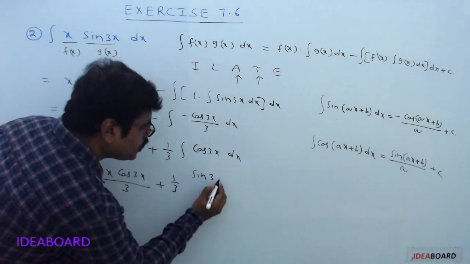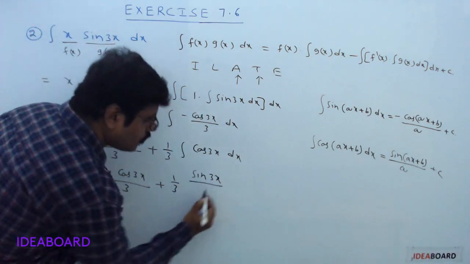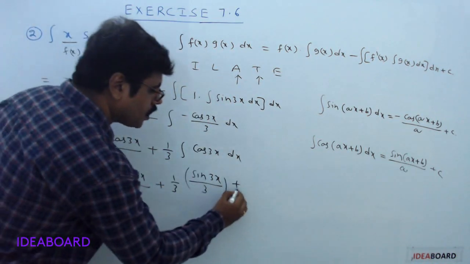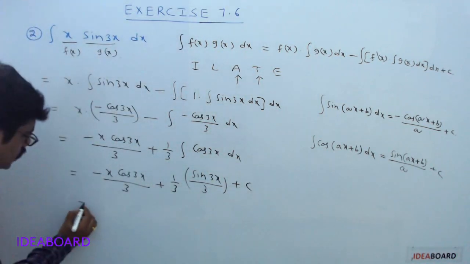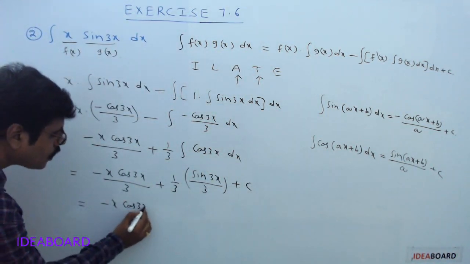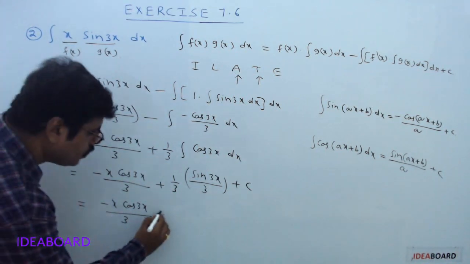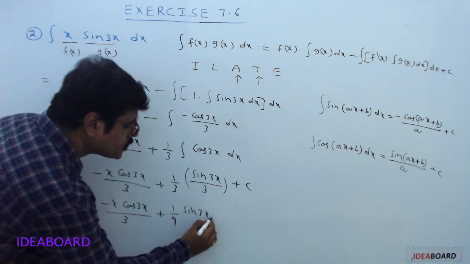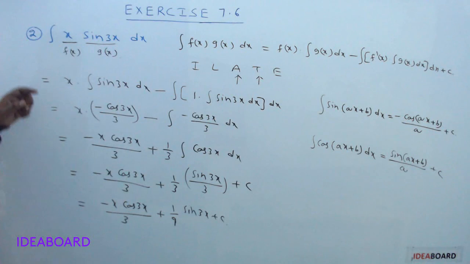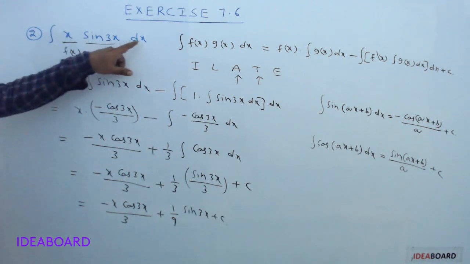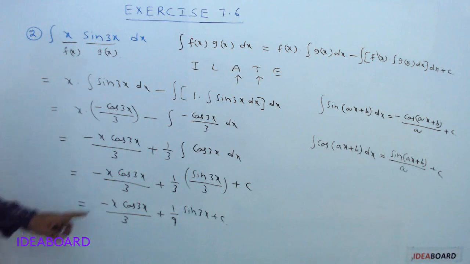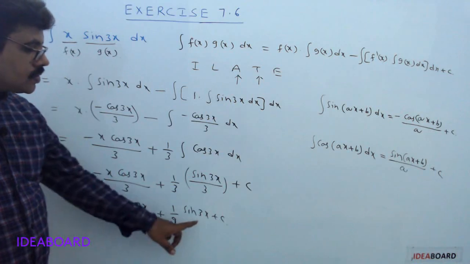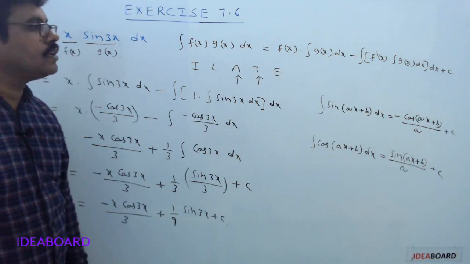So this is sin x, where x is 3x divided by the x coefficient in the integrand, that is 3, plus some constant c. So this is minus x into cos 3x divided by 3 plus 1 by 9 into sin 3x plus some constant c. Therefore integral x into sin 3x dx equals minus x into cos 3x divided by 3 plus 1 by 9 into sin 3x plus some constant c.